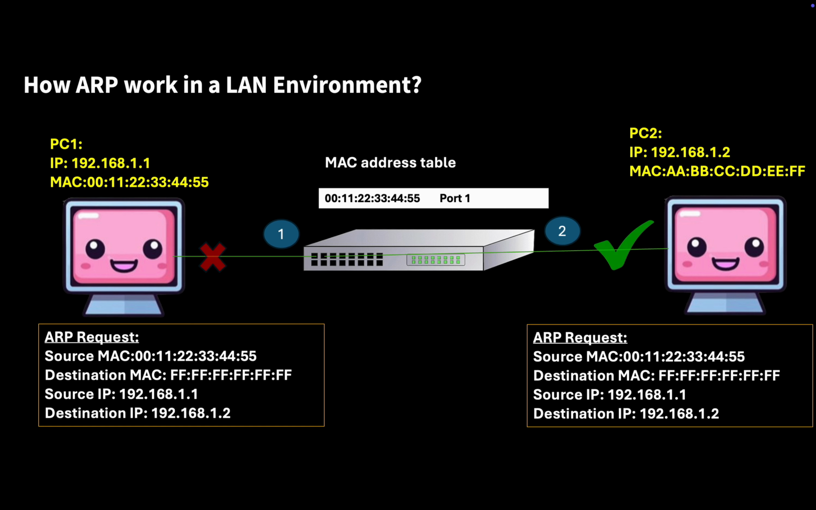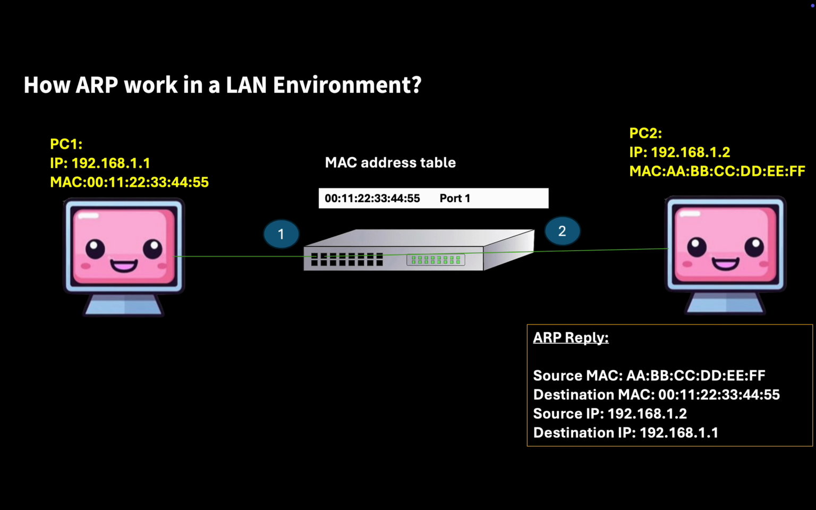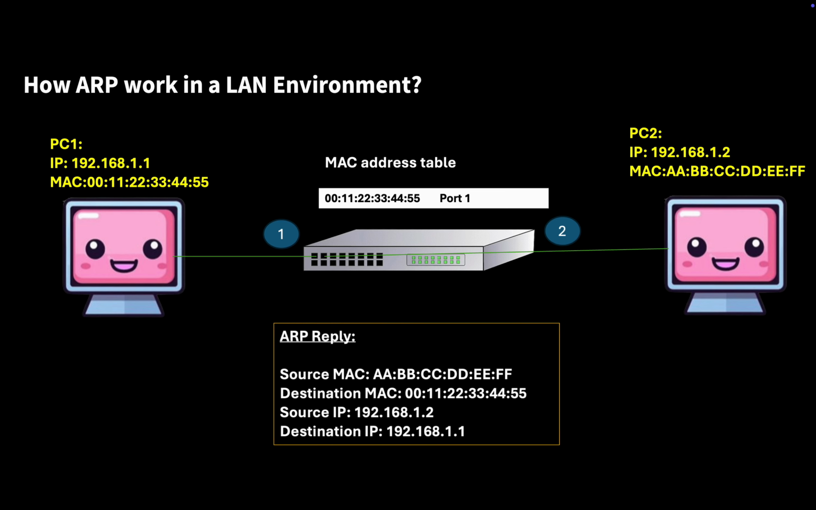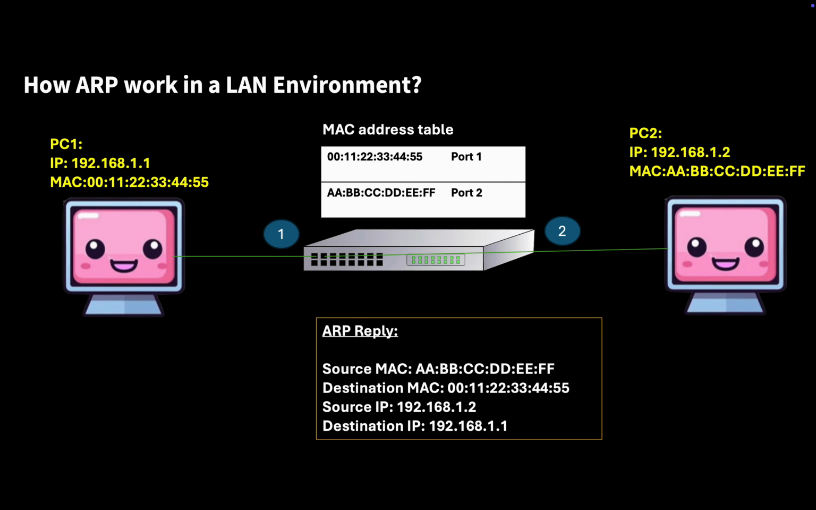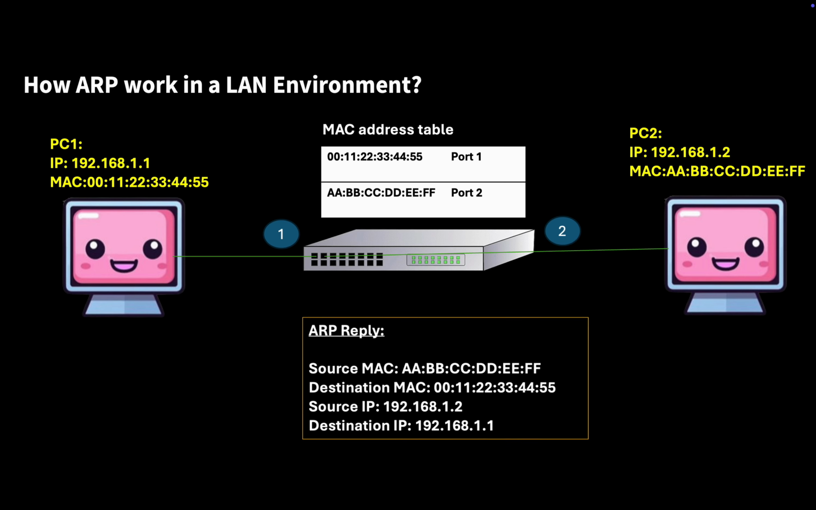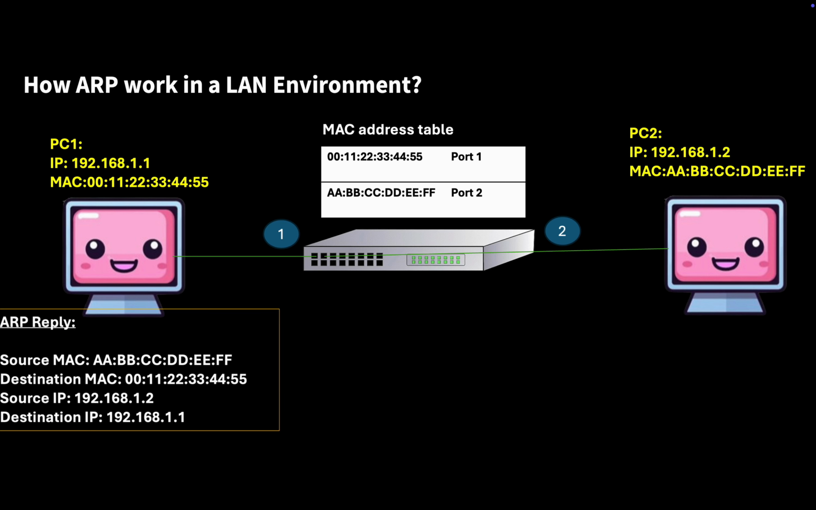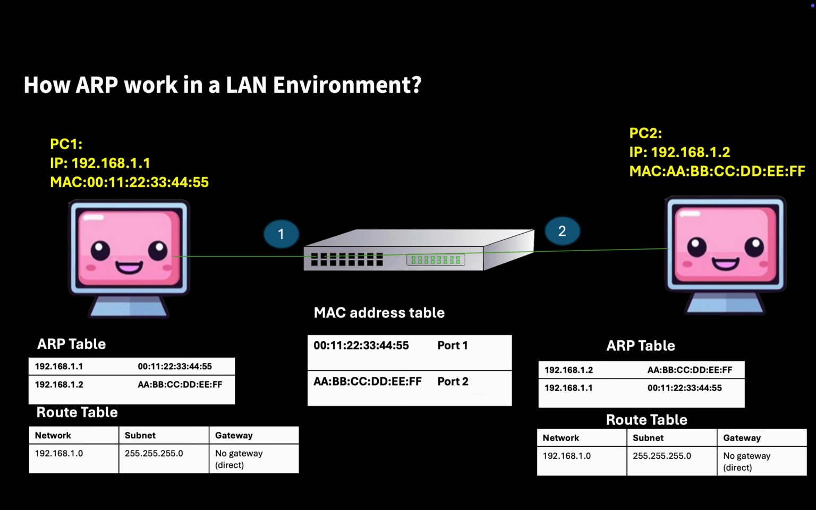Now PC1 will ignore it. PC2 is the intended recipient, so it has to reply back with the ARP reply. In the ARP reply, it will put the source MAC as its own MAC address and the destination MAC will be PC1. This ARP reply will be sent via the switch. In this process, the switch will learn about the PC2 MAC also, and where it is connected. Now the ARP reply has been sent back to PC1.